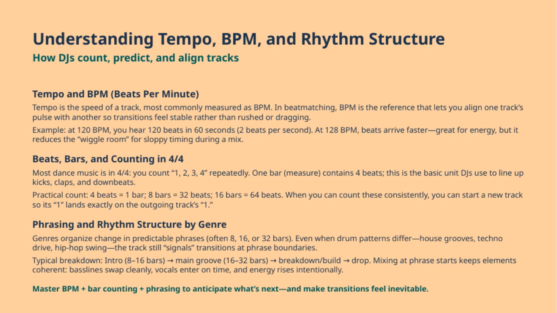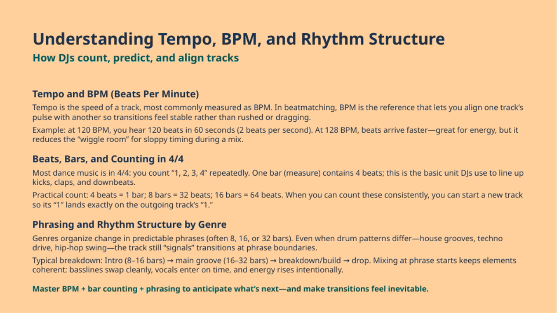Let's talk about tempo and BPM, which stands for beats per minute. Tempo is essentially the speed of a track, and BPM is how we measure that speed. When beat matching, BPM acts as our reference point. It helps us align the pulse of one track with another, so transitions feel smooth and stable rather than rushed or dragging. For example, at 120 BPM, you hear 120 beats in a minute, which is about 2 beats per second. If you move to 128 BPM, the beats come faster, which adds energy but also leaves less room for error. Meaning, if you're not precise, your mix can feel out of sync.